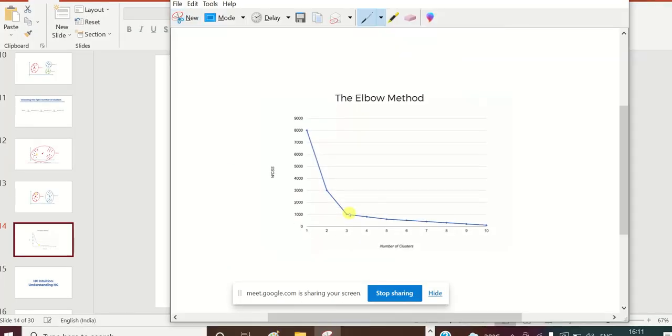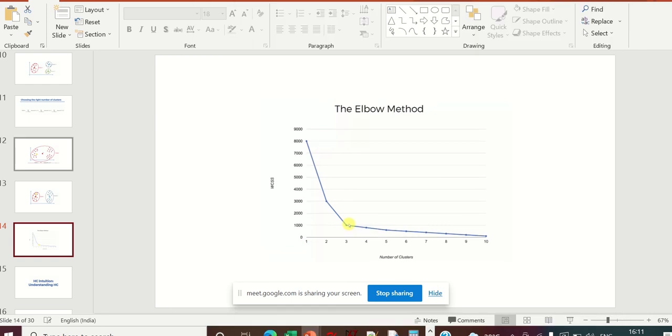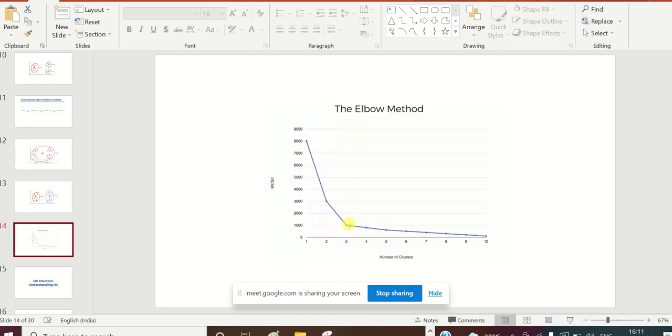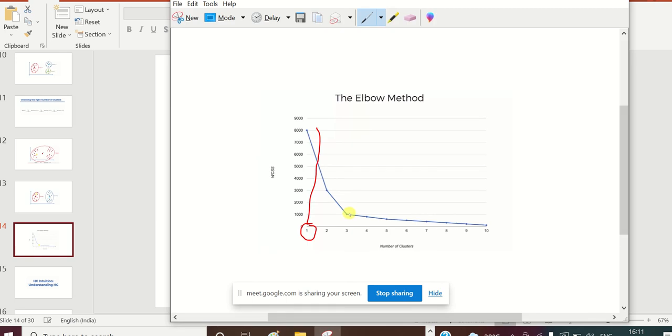See, this is the WCSS value for one cluster. So that is this one. Next one is for two clusters. That is this one. Three clusters, this one. Four clusters. Five clusters. Six, seven clusters. Eight clusters.